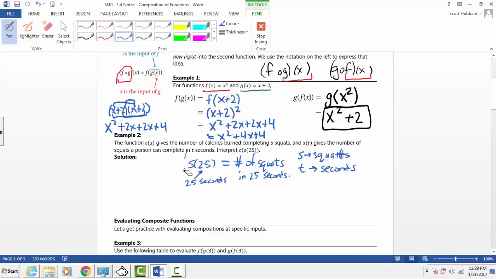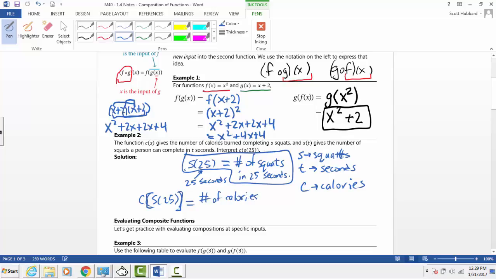Now that we know what s of 25 is, the number of squats in 25 seconds, c of s, remember what c gives us. C gives us calories. And so c of s of 25, brackets there, must mean the number of calories a person burns doing the number of squats in 25 seconds.